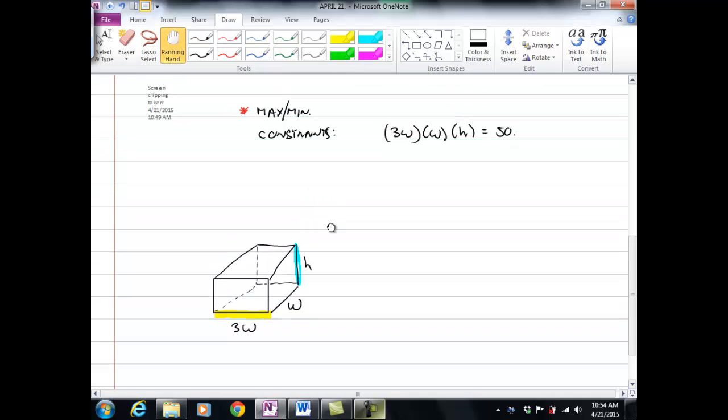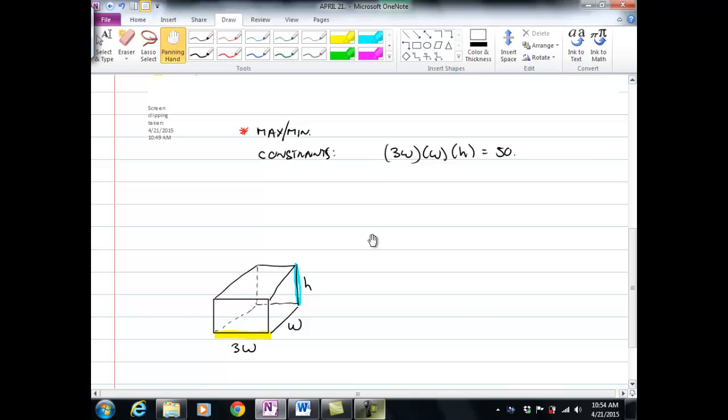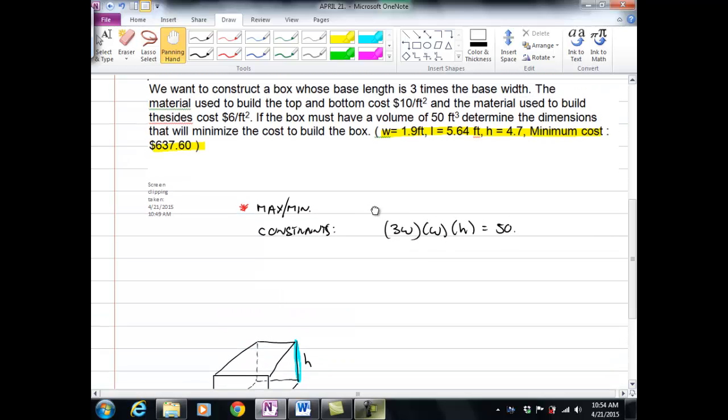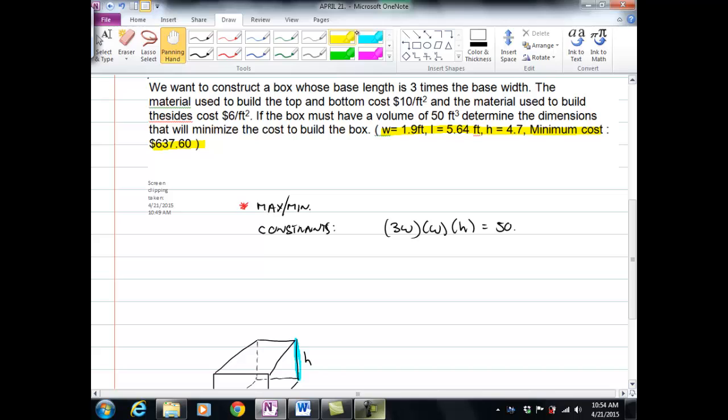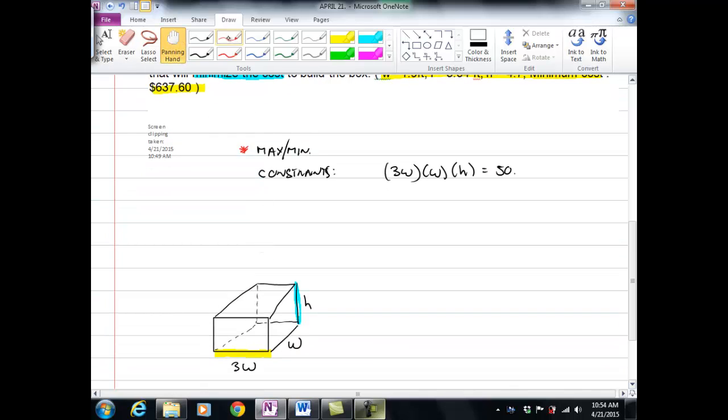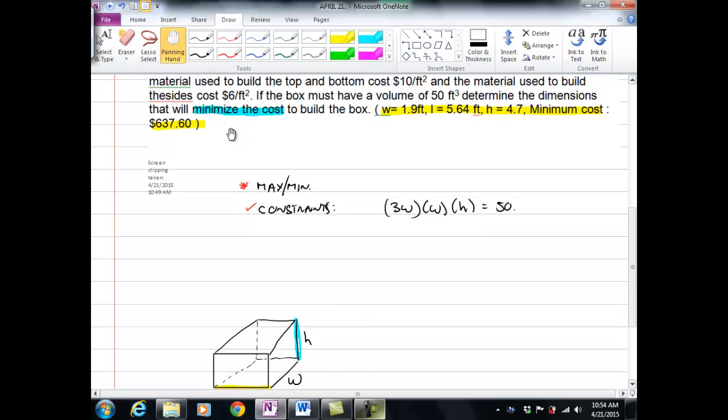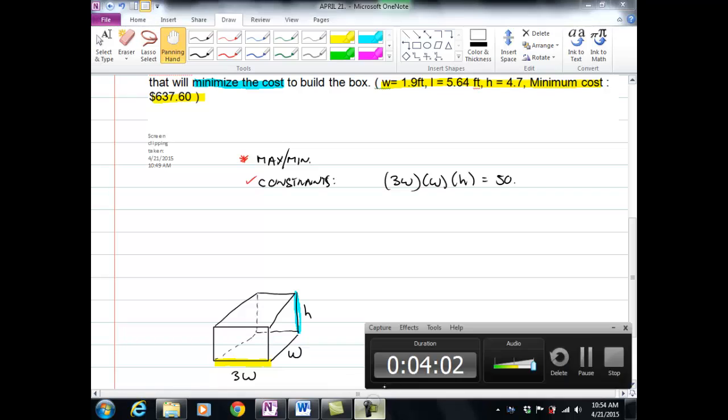Now some of you ask me, so how do you know this is my constraint and not my max min? Because I want you to look here, it says minimize, highlight this word, minimize cost. So my max min equation has something to do with cost, nothing to do with volume. That was the first part, done. The hard part is coming up with the max min equation. And it has something to do with cost. Let's see who can figure that one out.